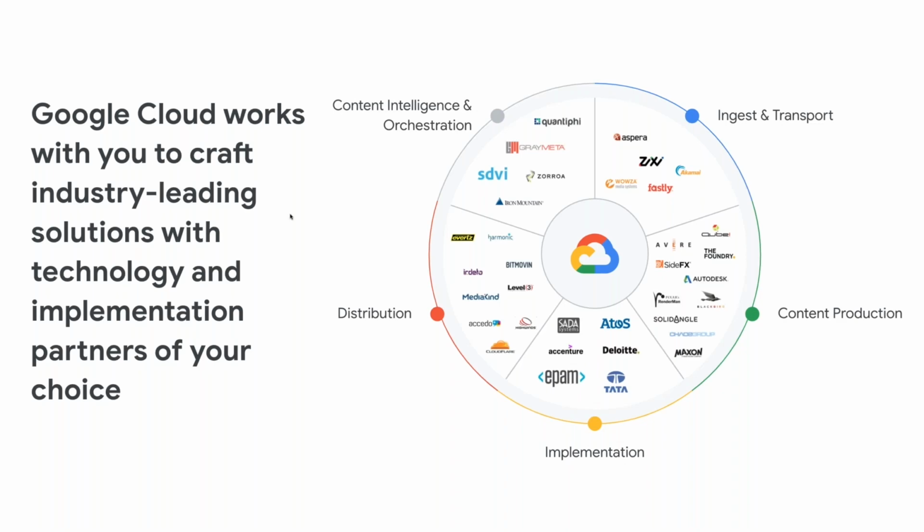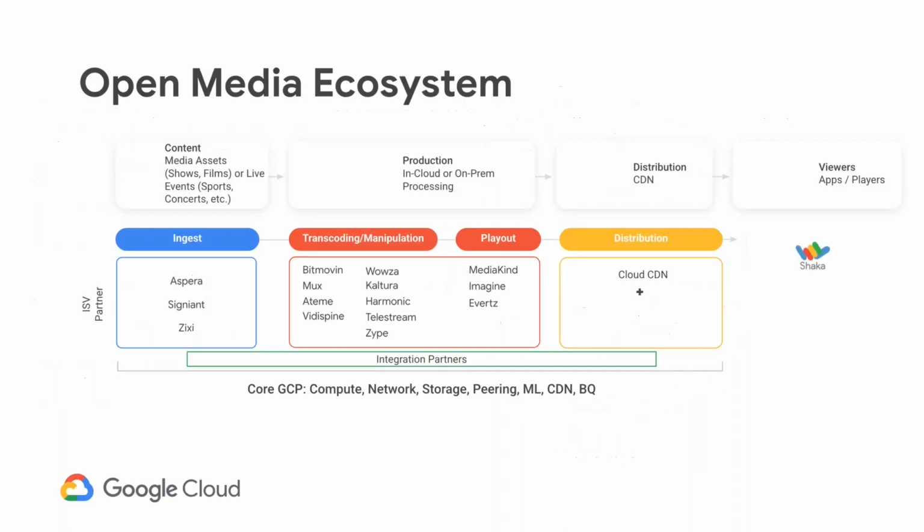Across distribution, content intelligence and orchestration, ingestion and transport, content production, and implementation, there's a very wide range of partners and tools and capabilities. And then there's also our professional services organization that is happy to work with you to coordinate all of this, to give you day-to-day support, and also tie into the support of these partners. So it's actually a fairly unique way in which we engage with partners, and it's something that customers have found to be very, very helpful.